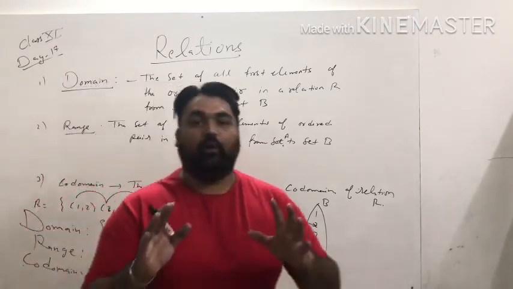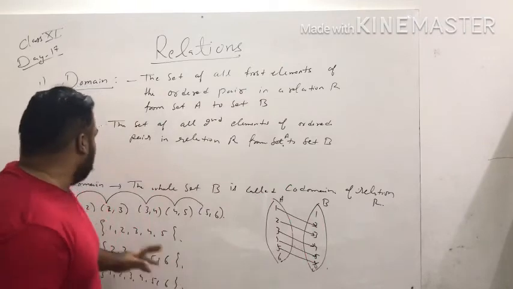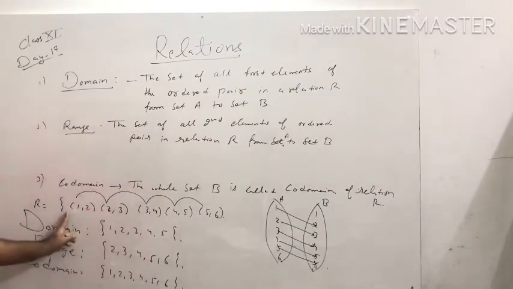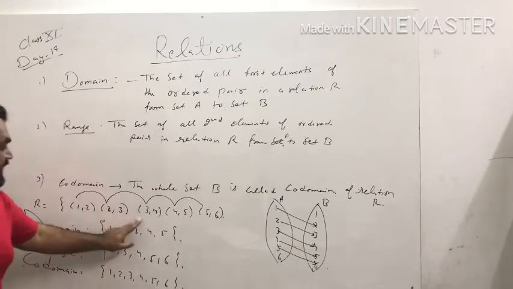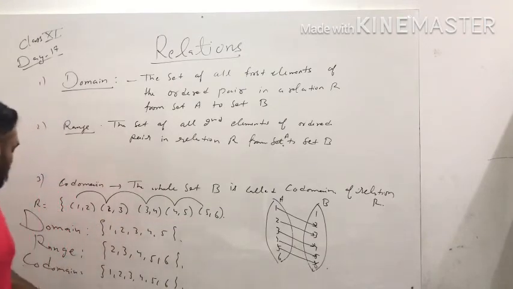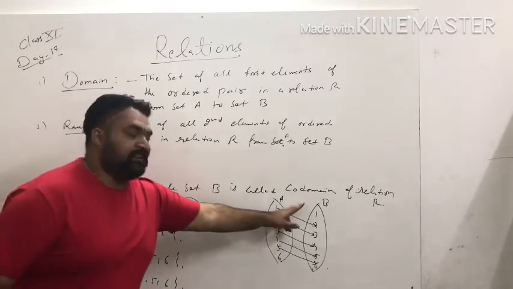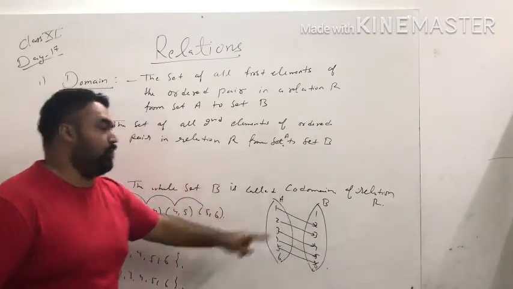Let me just repeat. What is the domain? Domain is the first element of all the ordered pairs. And range is the second element of all the ordered pairs. What is codomain? The codomain is all the elements of set B.